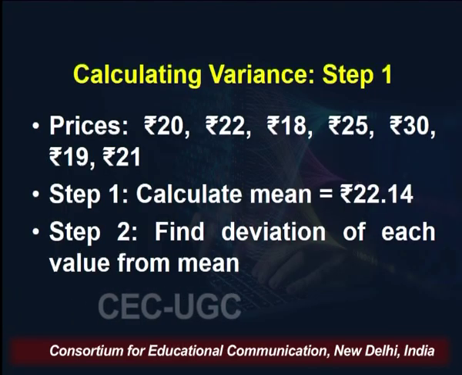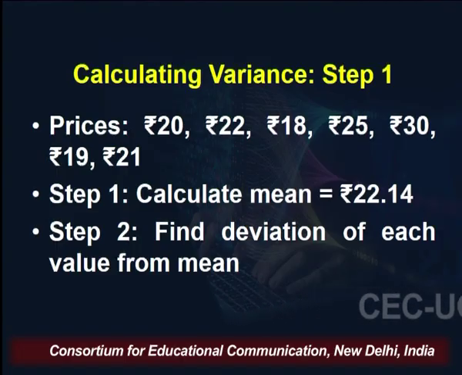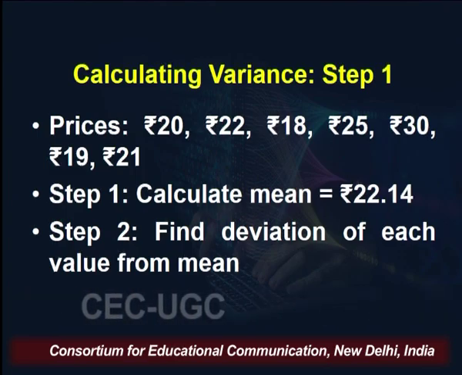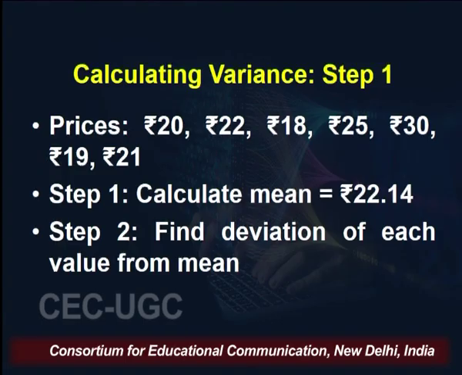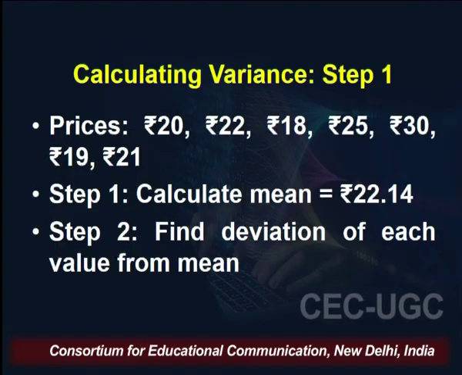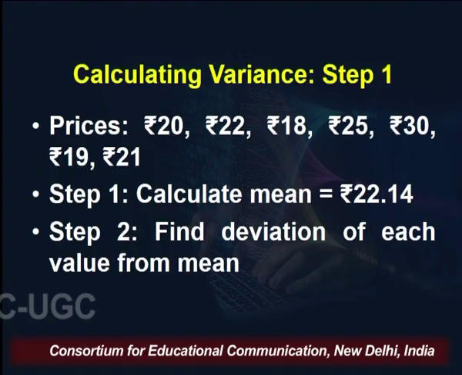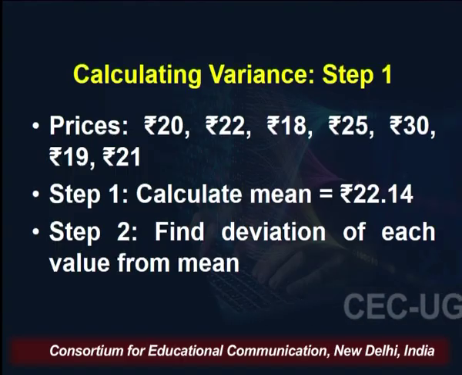Now let's calculate variance step by step. Consider an example where the prices vary from rupees 20 to rupees 30. So the different prices are rupees 20, 22, 18, 25, 30, 19 and 21. The first step in calculating the variance is to calculate the mean. If we add all of these together and divide by 7, we would get the mean. The mean for all of these prices is rupees 22.14.